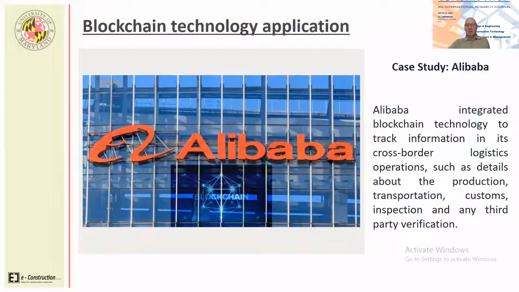Alibaba, of course, is one of the world's, if not maybe the biggest, online retailer. And they integrated blockchain technology to track information in its cross-border logistics operations. Details about production, transportation, customs and inspection, third-party verification is all handled by blockchains. Alibaba, of course, is not very closely related with the construction industry. Nevertheless, the paradigm implemented there may be a pattern to follow for many construction material suppliers.